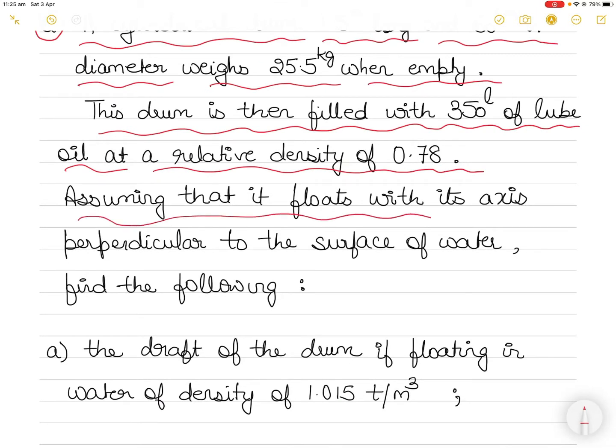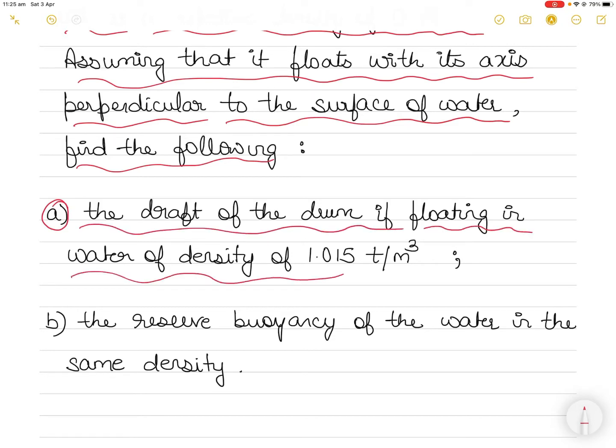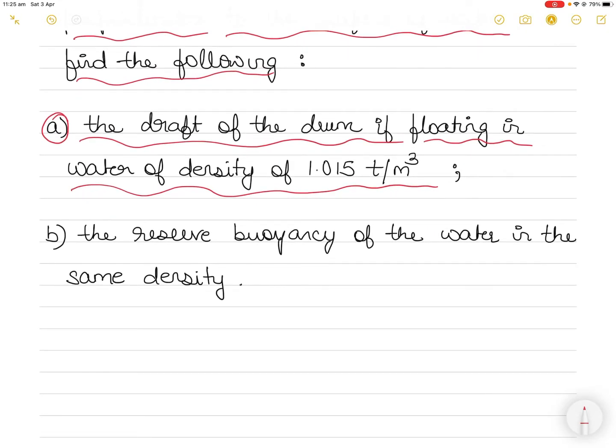Assuming that the cylinder floats with its axis perpendicular to the surface of the water, we have to find the following. First, we have to find the draft of the drum if floating in water of density 1.015 tons per metric cube. And we also have to find the reserve buoyancy, of course, which is the topic for today's video.